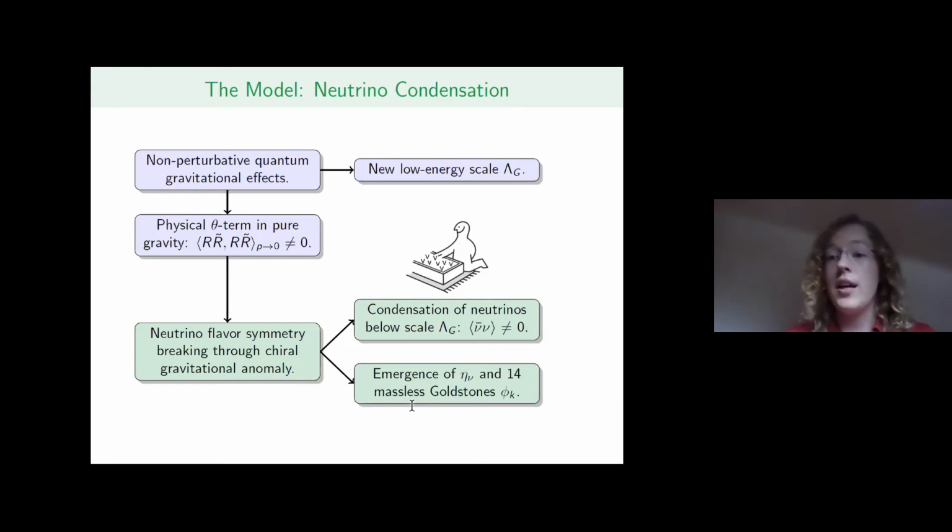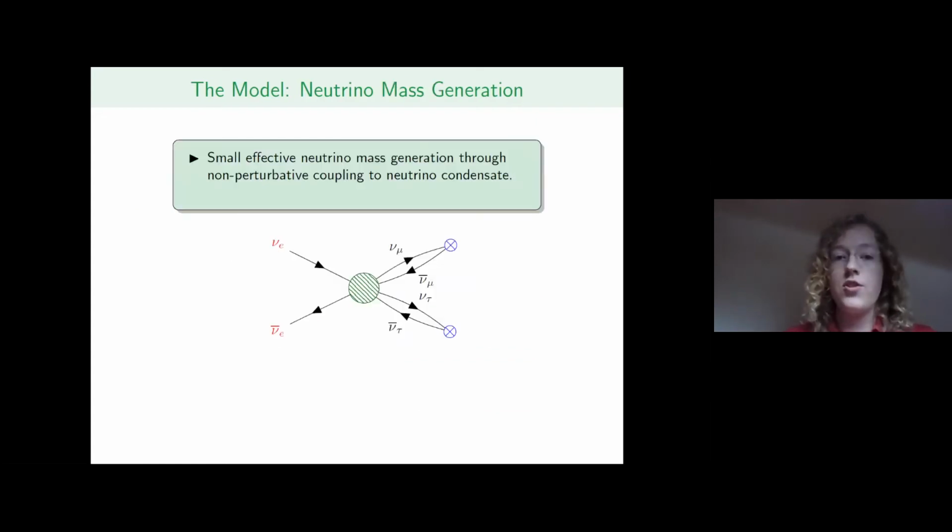And this means that this is different from the QCD case, where the quarks are already getting a hard mass from the Higgs condensate. So now let me come to the mass generation aspect. The same coupling which is giving rise to the condensate is also giving rise to the mass generation. So we get effective small neutrino masses through the coupling to the condensate. And this is very similar to QCD.